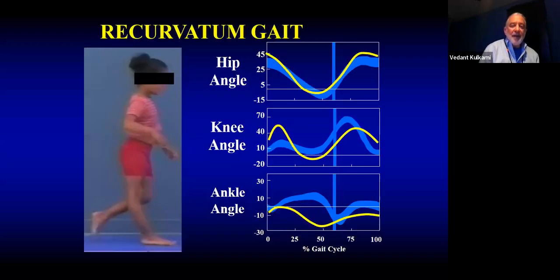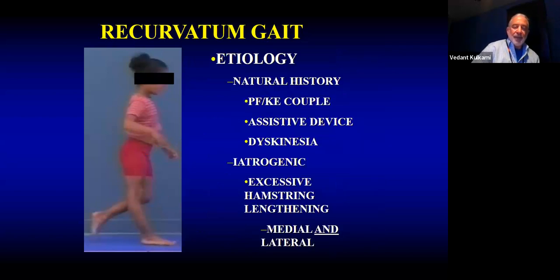The final gait pattern is called recurvatum gait. This is characterized by knee hyperextension in stance phase. It may be associated with increased ankle plantar flexion, and the hip may show rapid extension as well.